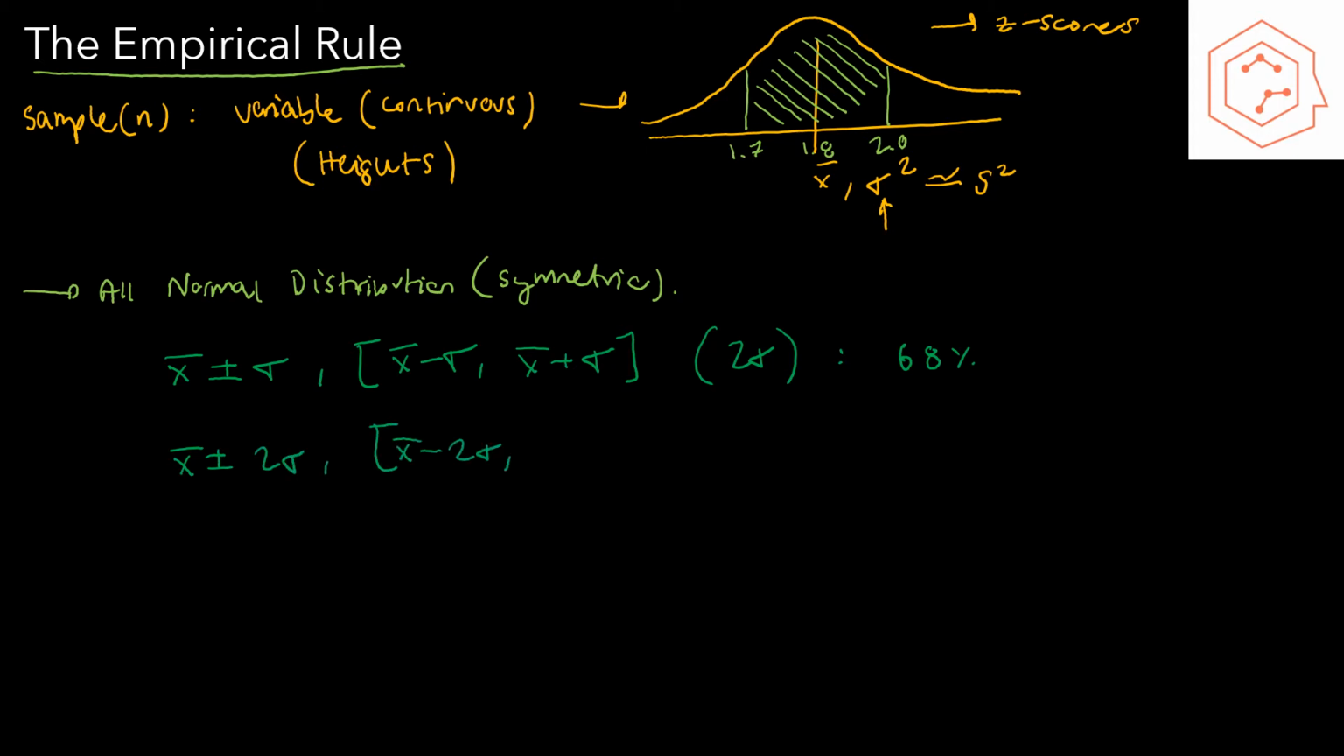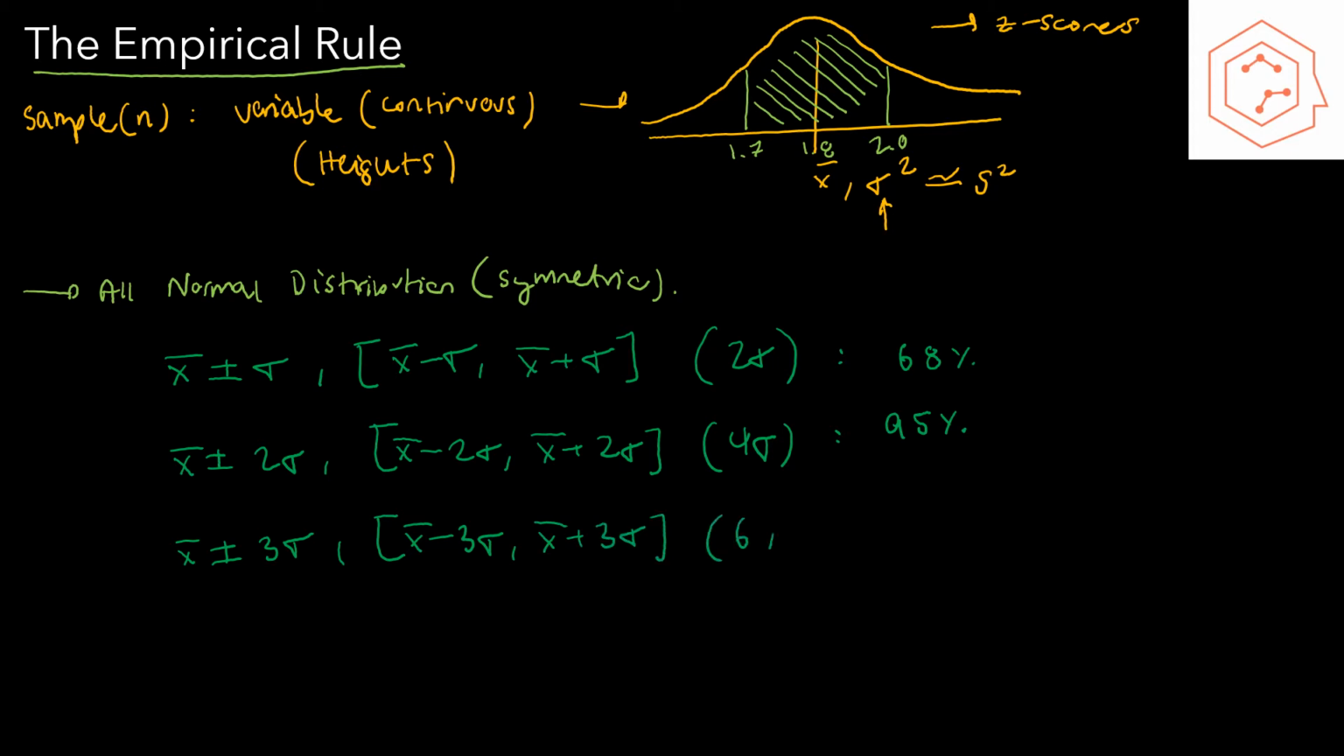If we keep going and look at an interval where we add or subtract two standard deviations, so x minus two standard deviations or x plus two standard deviations, so now our width is 4 standard deviations, this interval contains approximately 95% of all points. Finally, if we consider the interval where we add or subtract plus or minus 3 standard deviations, so now our interval is going to be 6 standard deviations in size. This interval contains 99.7% of all data points.